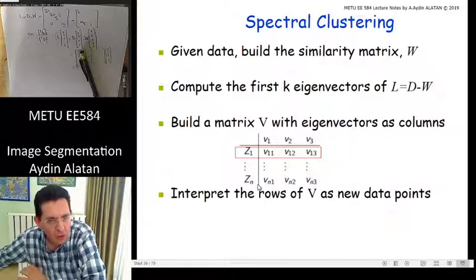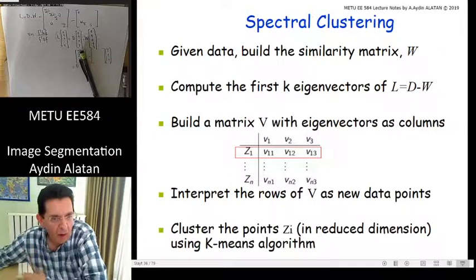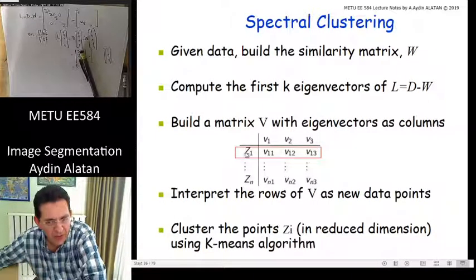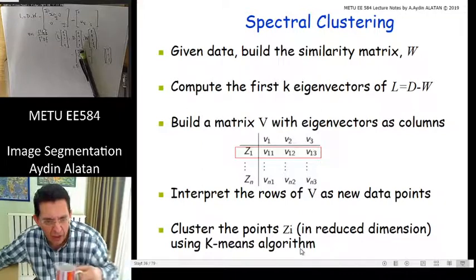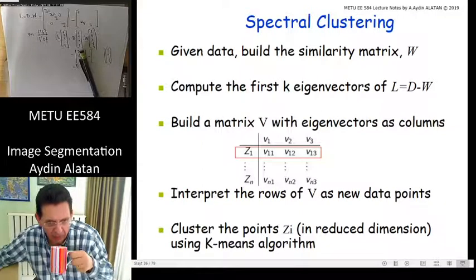If you do so, your nodes are mapped to this three-dimensional space, whatever they were initially, and more importantly, it is very likely that the clusters are in very different positions, easy to cluster. Now, what is the final step? Yes, cluster these points, Z1 to Zn, in this three-dimensional world using any well-known algorithm like k-means, and let's solve the problem like this.